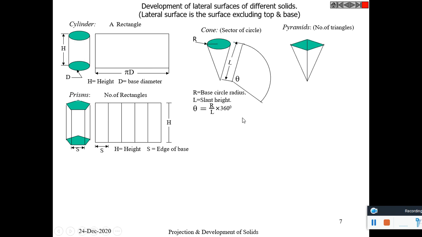Pyramid. It consists of 4 triangles and a square. A square pyramid: its development is similar to the development of a cone, but the difference is that its base is marked as straight lines with 4 sides. Its side is S, so here 4 S are marked. That is the development of a square pyramid.